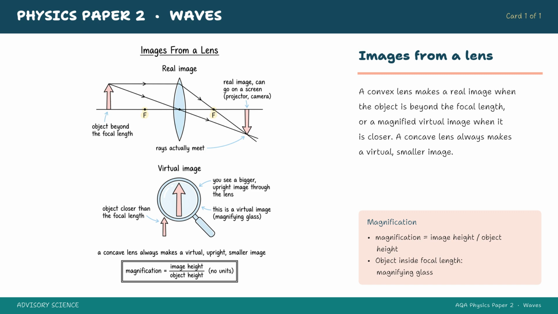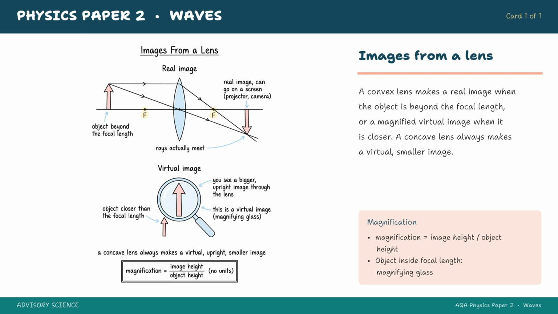Magnification tells you how many times bigger the image is than the object. The equation is magnification equals image height divided by object height. Let's walk one through. An object 2 centimeters tall forms an image 6 centimeters tall. So you do 6 divided by 2, which is 3. So the magnification is 3. The image is 3 times bigger.